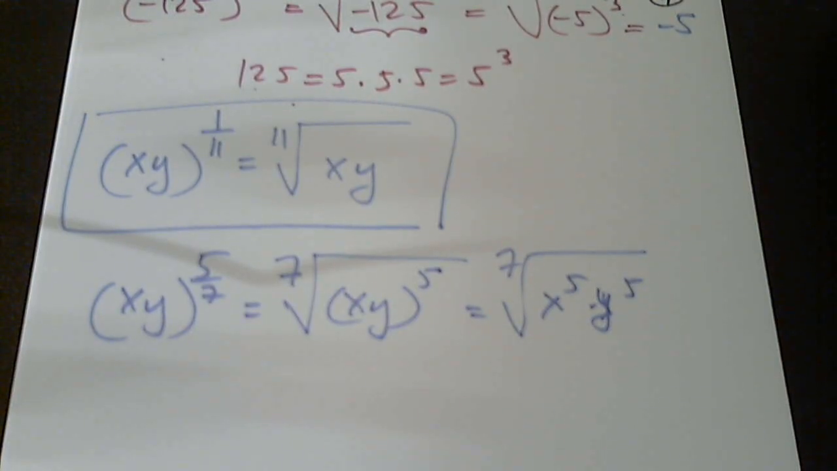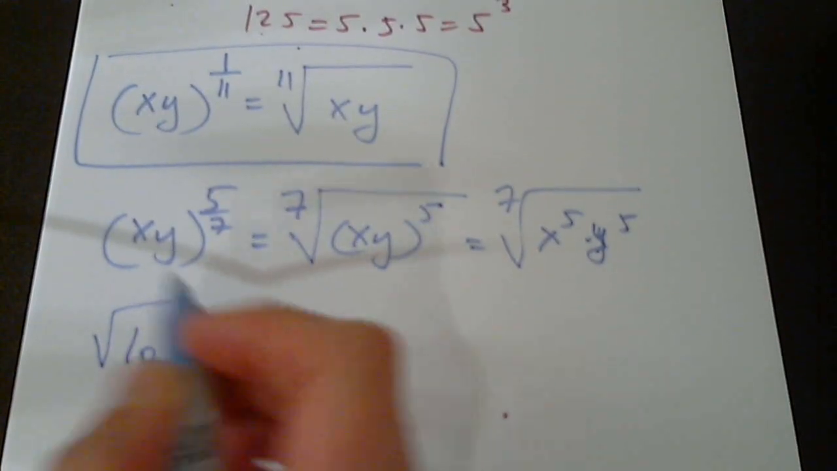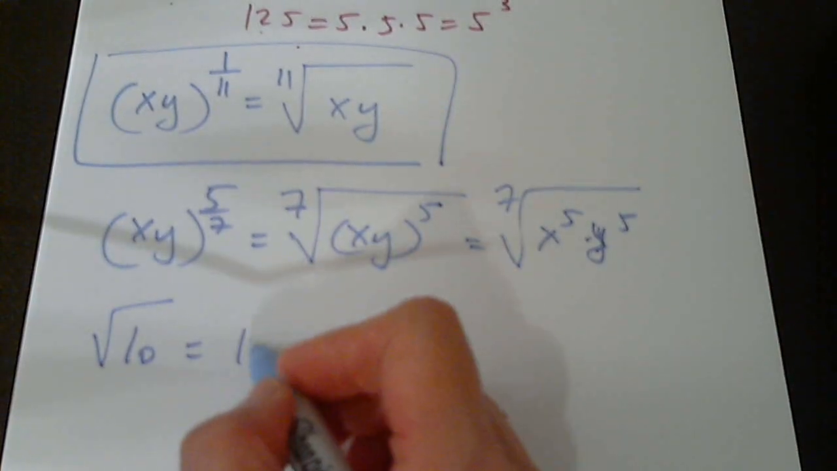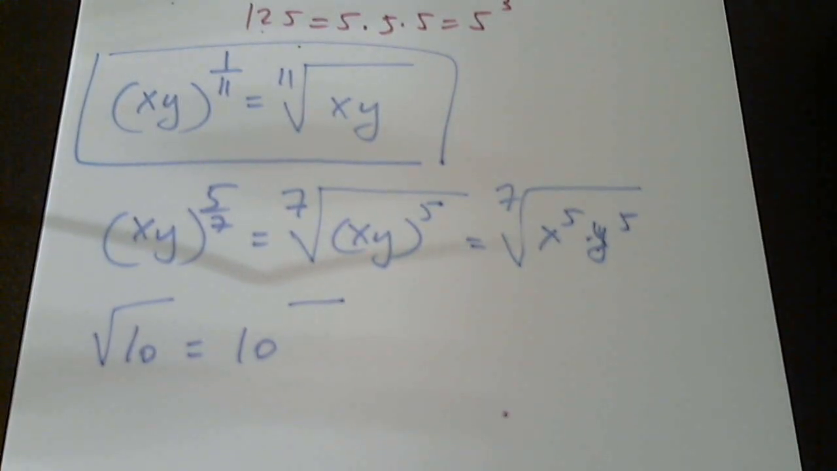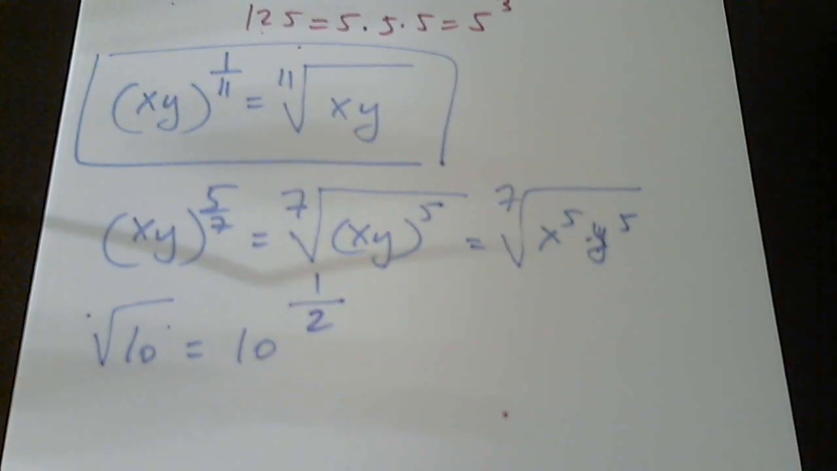Okay, more practice with radicals. Rewrite the expression with rational exponents. Okay, now they're asking us to do the reverse. So we want to write the square root of 10 as 10 to a fraction. Which fraction? Would it be 1 over 2? Exactly. 1 over 2 that is not written. That's the only one by convention we don't write. The square root. Excellent. Great job. Thank you so much.